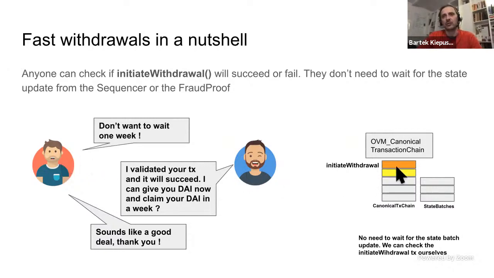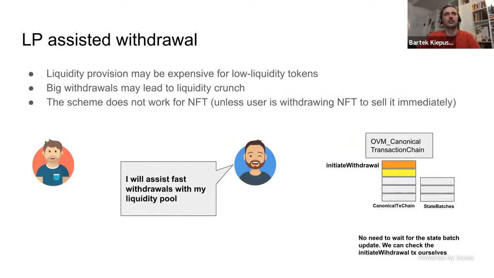And note that because this can never get deleted, it doesn't really matter whether this new state update from the sequencer is actually correct or not. It's completely irrelevant. If I can validate myself the initiate withdrawal, and if I don't make a mistake doing so, I can be 100% certain that after a week, the DAI will be actually released, right? So if we can find a way to make sure that this DAI is released to me, I can make this swap. And this is called the liquidity provider enabled fast withdrawal. It's very simple to actually implement.